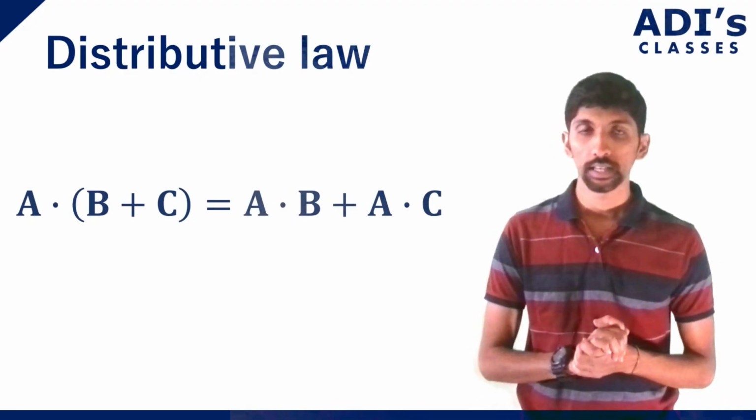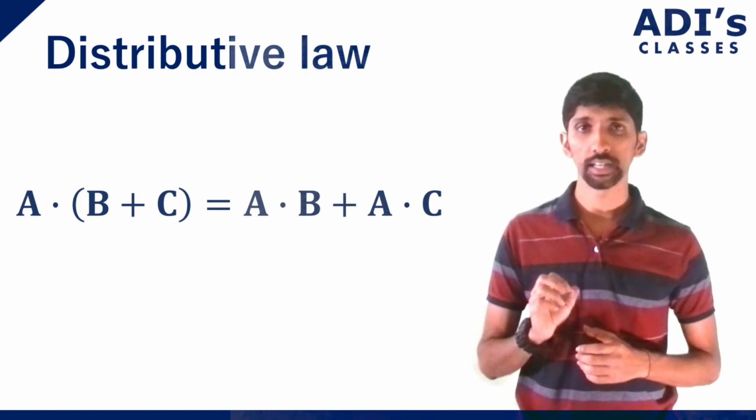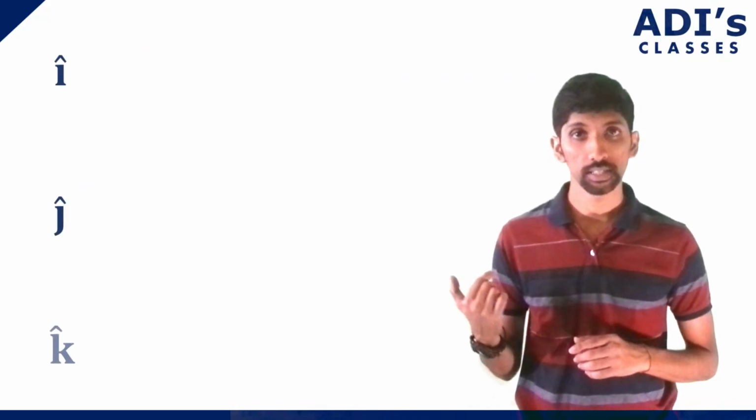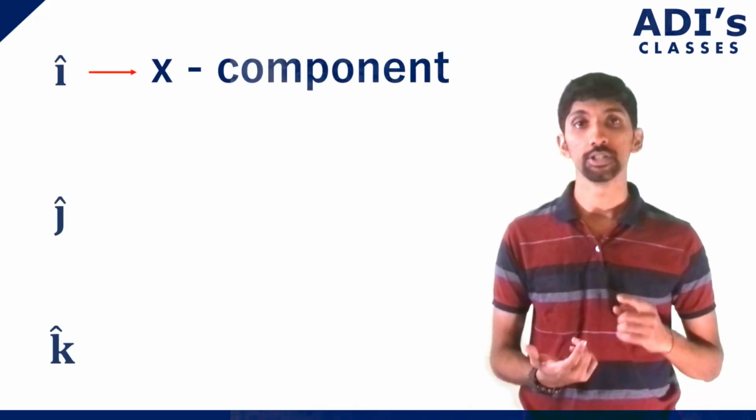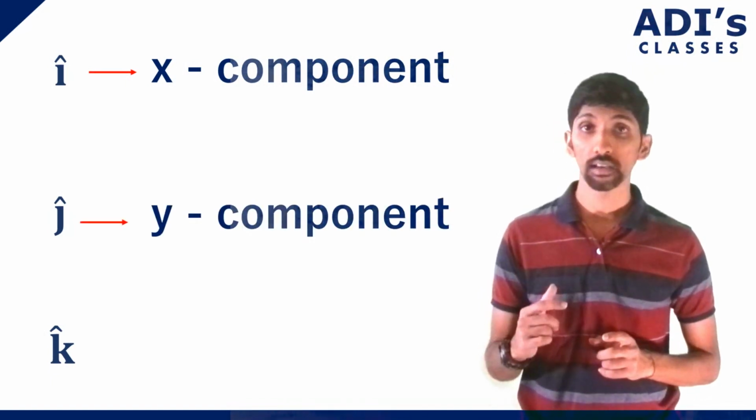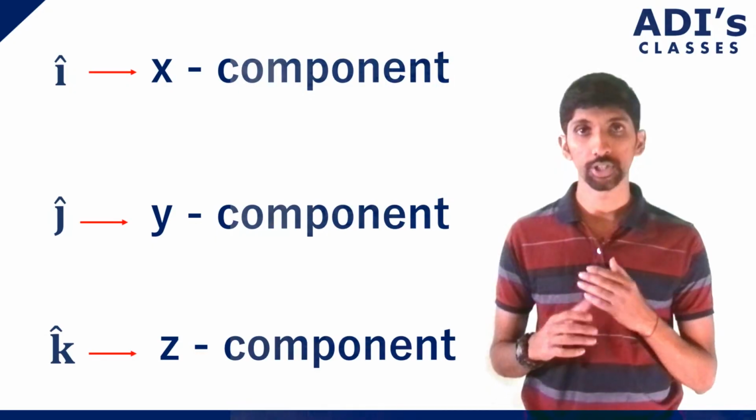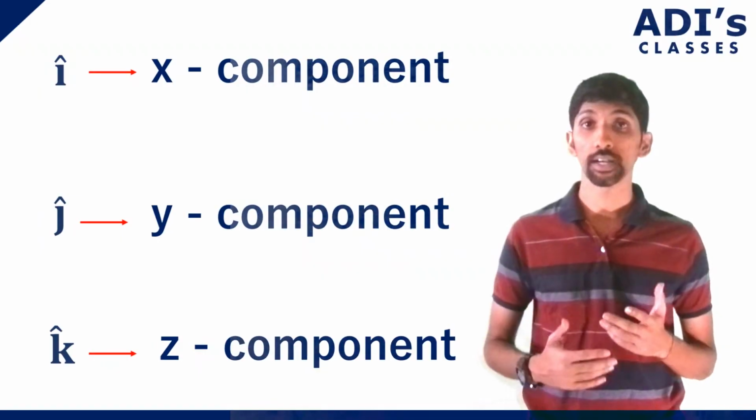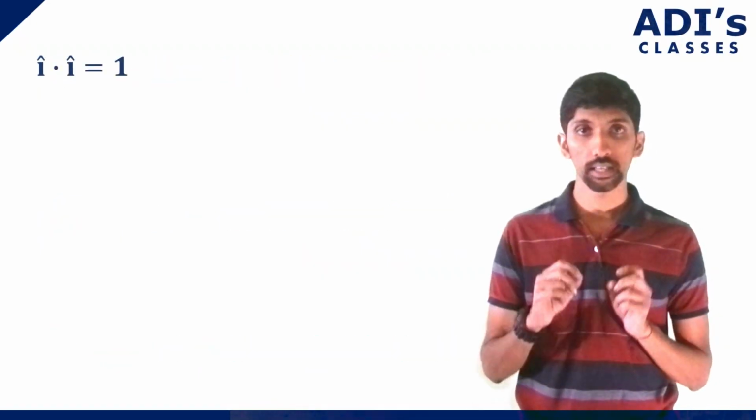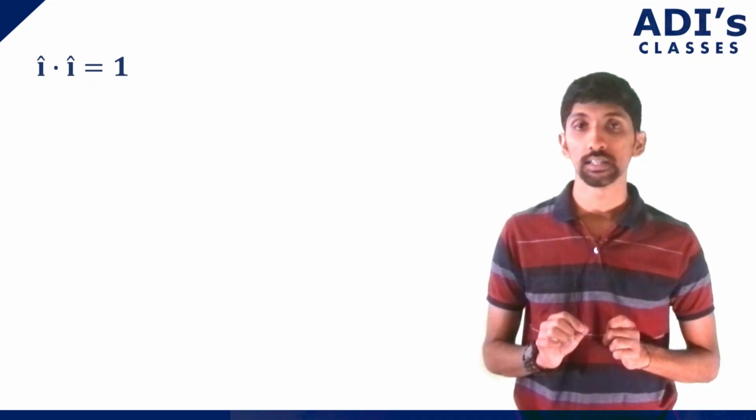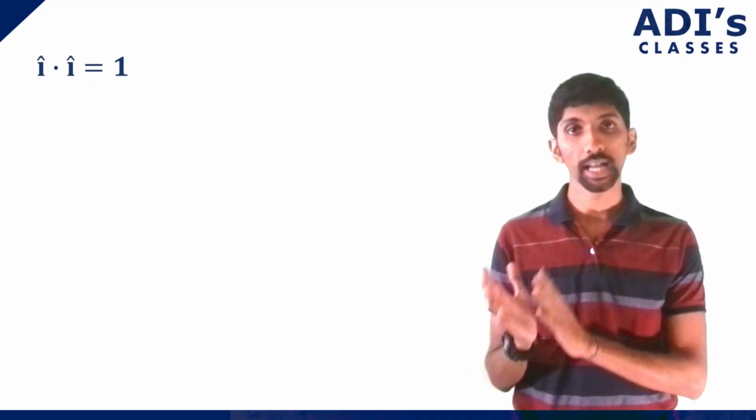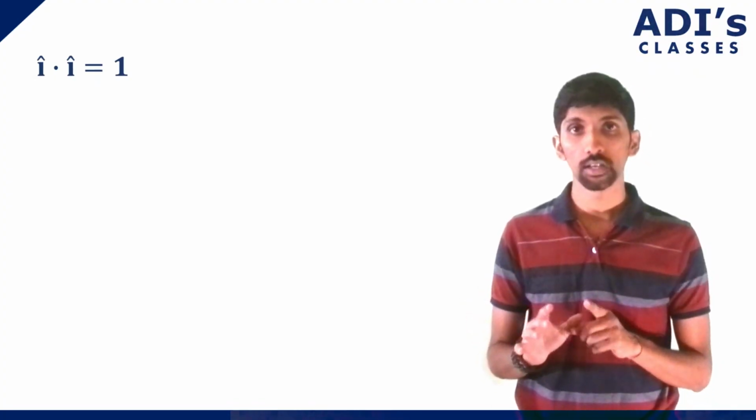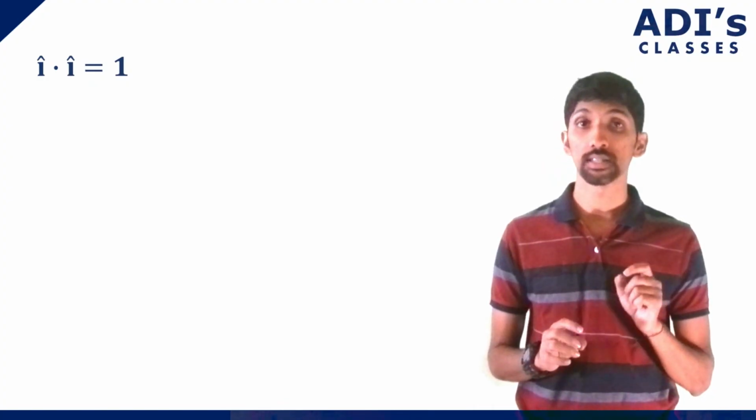Now the third thing: if you remember, we divided the vector into its components, that is i, j and k. i was the x component, j was the y component, and k was the z component, right? Now what if I have just the i component? That means what if I do i dot i? If you do i dot i, the value becomes 1 because the magnitude of i is 1, correct? So when you do i dot i, you are multiplying 1 into cos 0 degree.